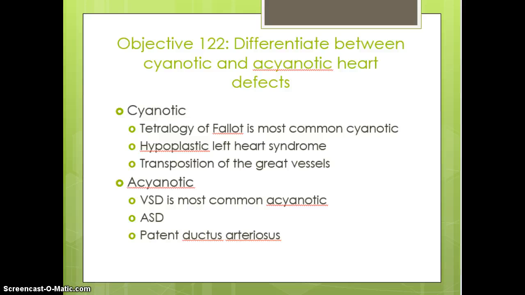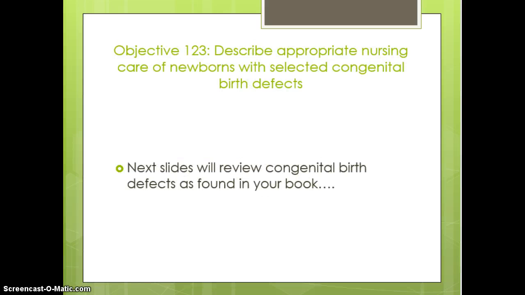When we're talking about cyanotic and acyanotic heart defects, you need to be aware of which ones cause cyanosis and which ones don't. The cyanotic ones are tetralogy of Fallot, transposition of the great vessels, and coarctation of the aorta, those involving the great vessels of the heart. The acyanotic ones are your ventricular septal defects, ASD, and patent ductus arteriosus, in different locations of the heart.